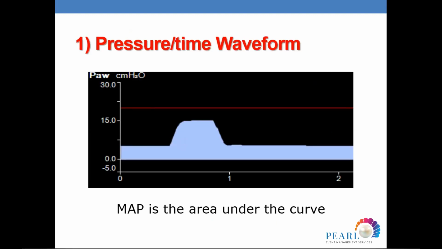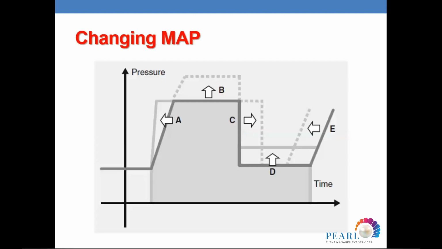Very important understanding here: the area under the curve in the pressure time waveform is a simple way to calculate the MAP. So the area under the curve in the pressure time waveform is equal to the MAP. Why is MAP important? MAP is for the oxygenation.